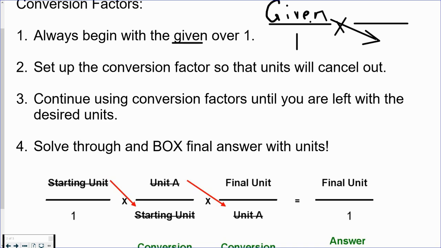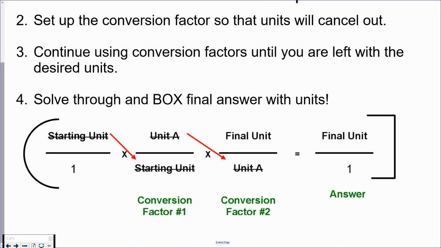So for example, if you look down here at the bottom, you'll notice that we start out with our given over 1. That unit comes down. Now we have a new unit. That unit then comes down, and we have our final unit. Sometimes you can go directly to your final unit, and sometimes you have to have an intermediate step.